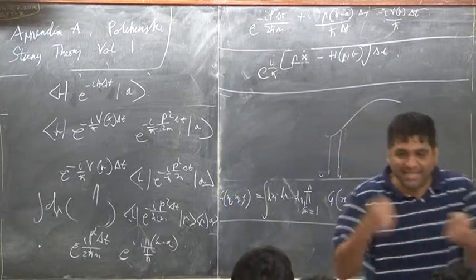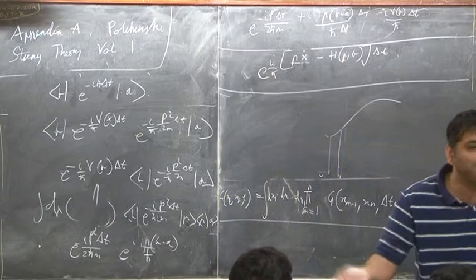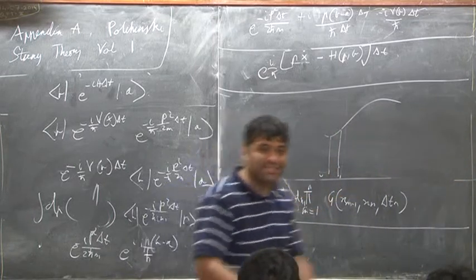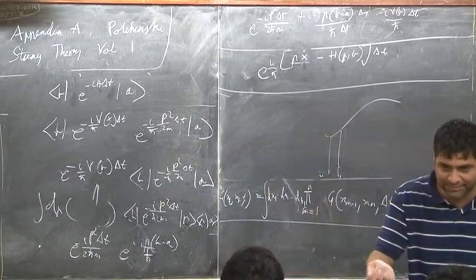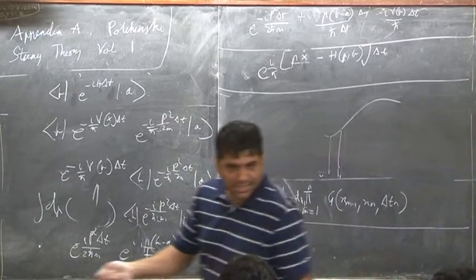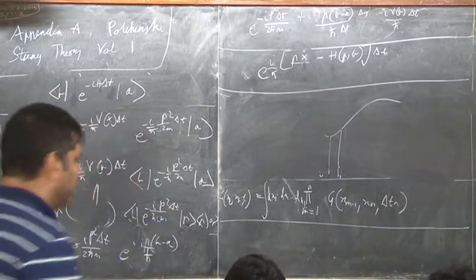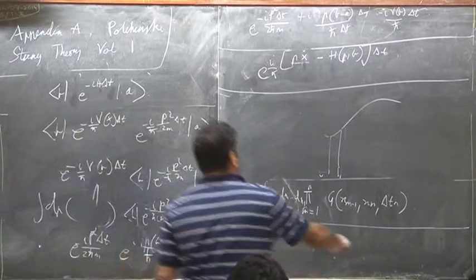And then take the limit, delta x goes to 0. So it doesn't matter. It's the same kind of thing that's going to happen. There's an error if delta t was finite. But in the limit that we'd be interested in, we don't care about those things. The usual thing. Okay, great.